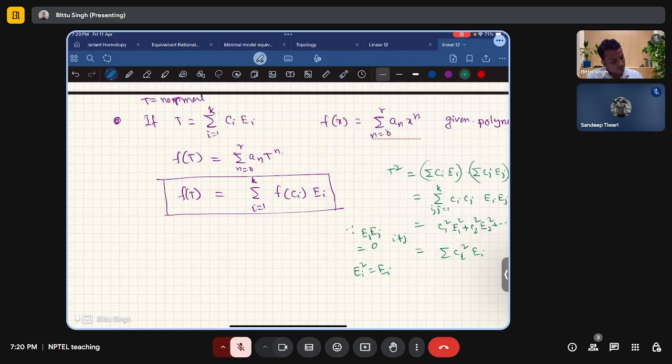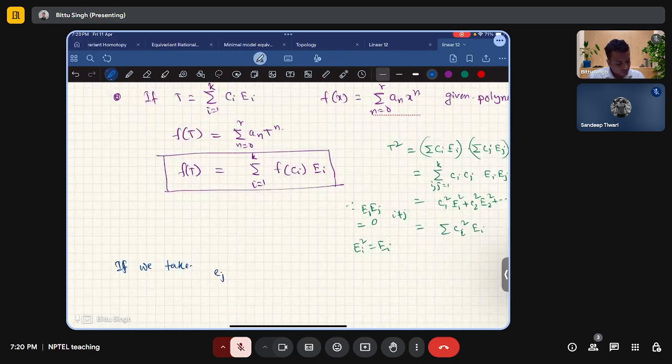And from here, if we take this polynomial, suppose ej of x is the product of x minus ci over cj minus ci, where i varies from 1 to k and i is not equal to j. You have earlier seen this polynomial. This is called a Lagrange polynomial, is it? Okay, so maybe this is called a Lagrange polynomial.